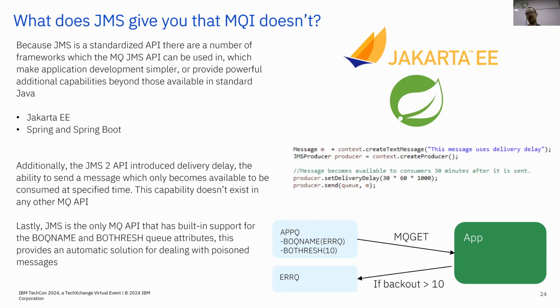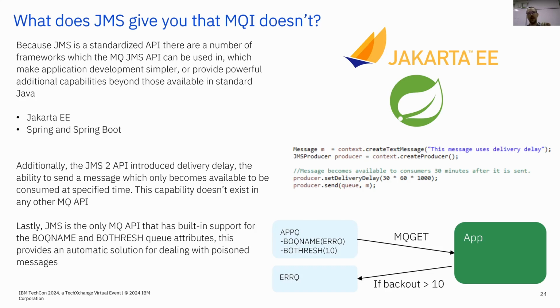And that's been evolving over time. And now we see things like Spring and Spring Boot. Again, these under the covers make use of JMS, and they can be plugged into the MQ JMS APIs or anyone else's JMS APIs. And again, they provide a lot of simplification for writing your applications, which is definitely a benefit compared to the MQI.